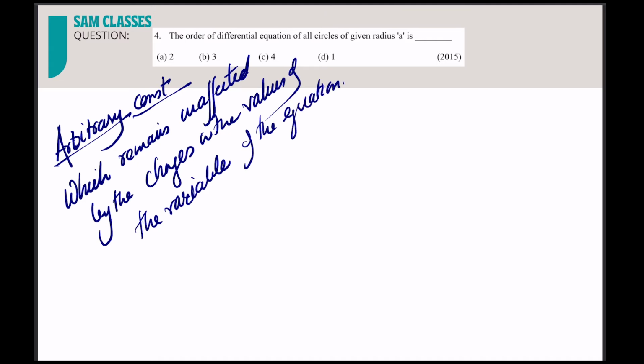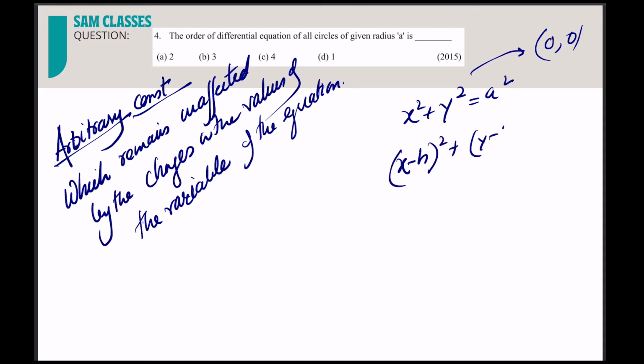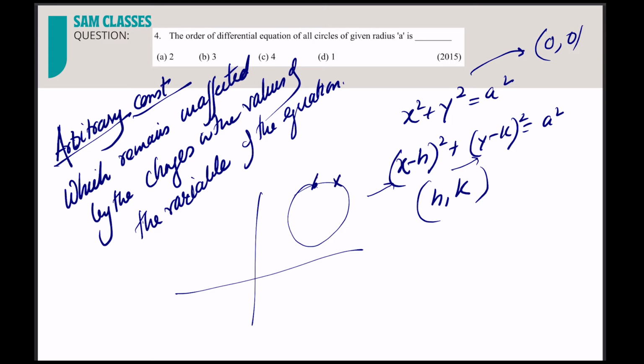First, let's write the equation of a circle. What is the general equation of a circle? x square plus y square is equal to a square. No, this is specific, when the center is at the origin. The general equation is x minus h whole square plus y minus k whole square is equal to a square. A lot of places write that h, k and a are all arbitrary constants. No, here the only arbitrary constants are h and k. You'll say, sir, how only these two? See, if you change the values of x and y, say you have a circle like this, and you keep changing the values of x and y, you'll get the same circle, but you will be getting different points of that circle.